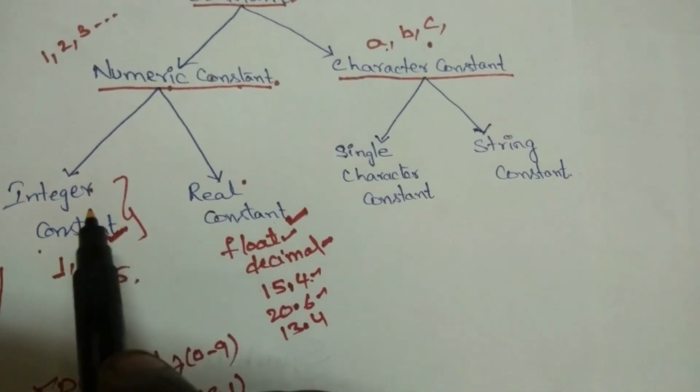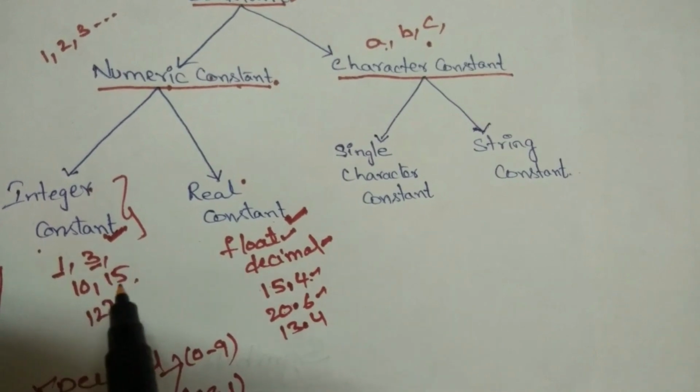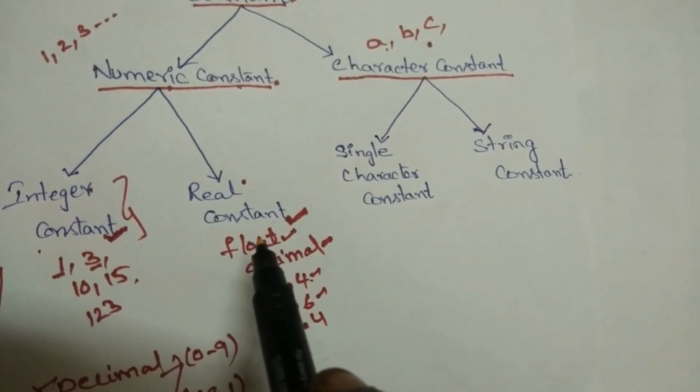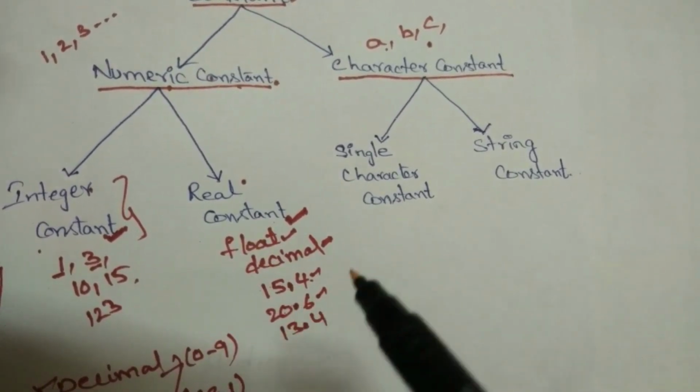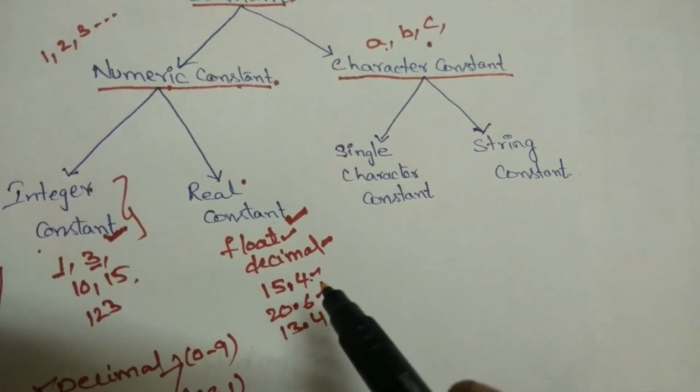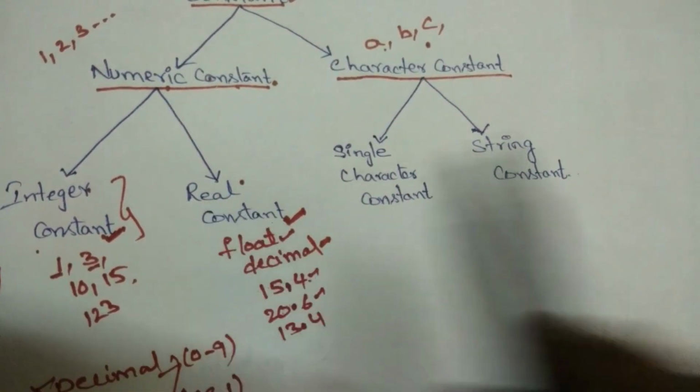The numerical constant may be an integer constant or a real constant. Integer means only the number without any fractional parts. Real constant means the number consisting of some decimal part or fractional part. This type of constant is called a real constant.